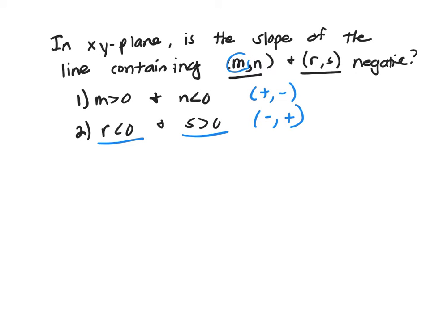Let's put them both together, and that's going to work because if you look at m, n, you go over positive and down negative, so you're somewhere in here. That's for m, n. And then r, s, you go over negative but up positive, negative, positive. You're over here, so that line has a negative slope. So the answer is C.